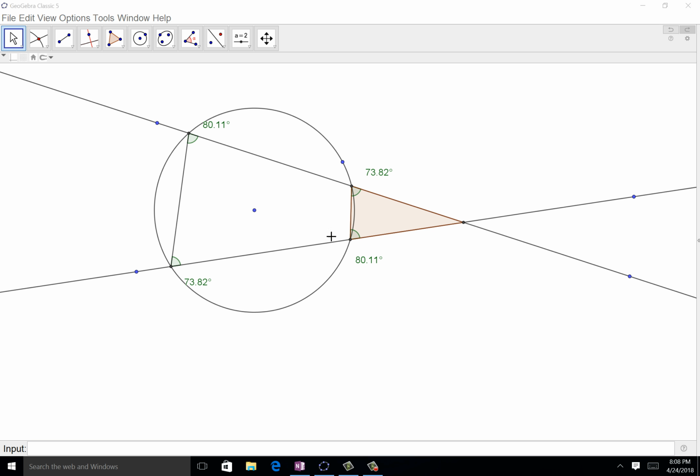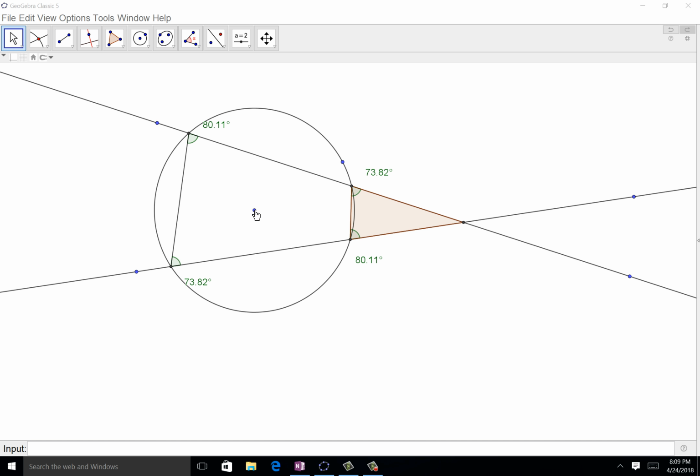The only way we can measure these arcs on GeoGebra is by constructing angles, because we can't measure an arc measure in GeoGebra straight away. There's a little formula I have to put in, but there's a better way to do it than just using this formula. So we're going to use that idea.